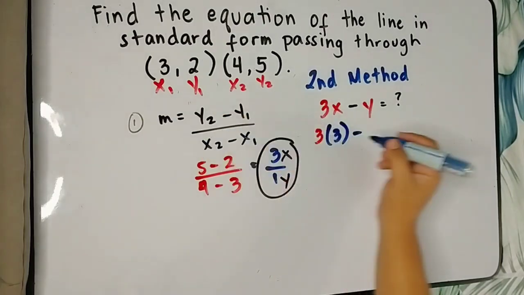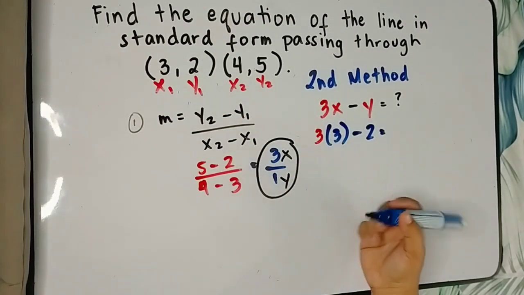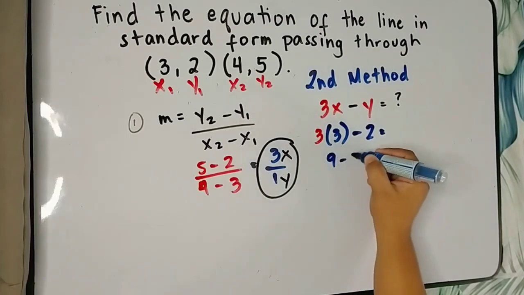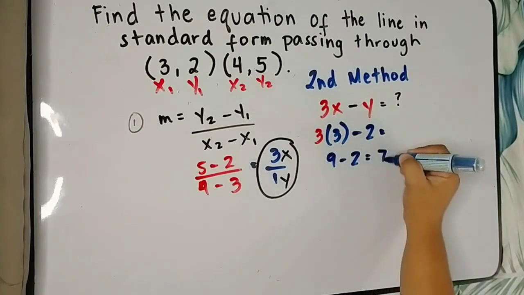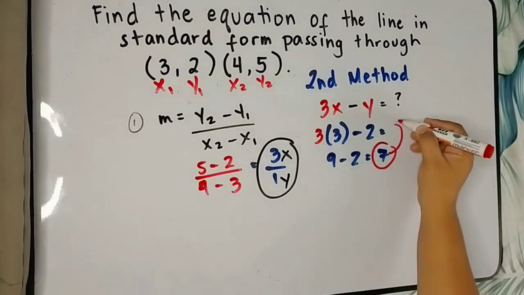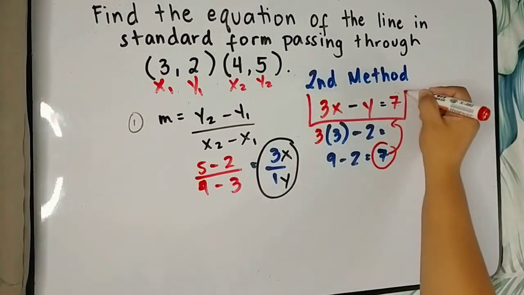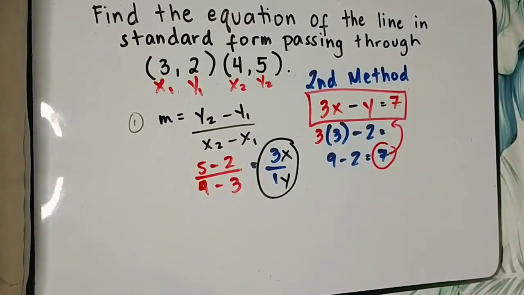Minus y, so minus 2. Equals, so 3 times 3, this is 9, minus 2, equal to 7. Therefore, our equation will be 3x minus y equals 7. Okay. So, if we use the 4, 5, so same.